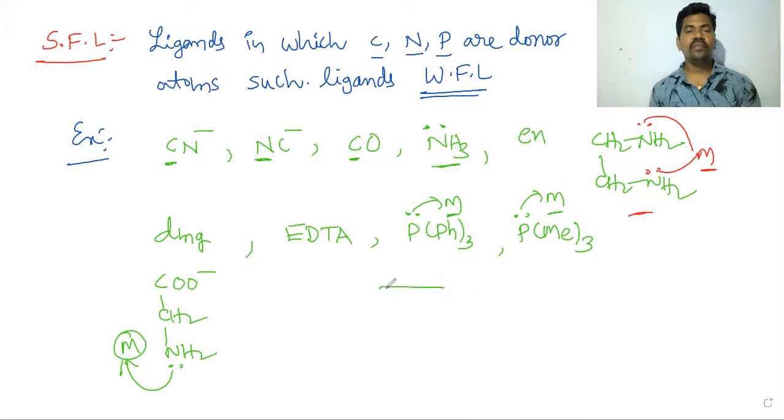So these are all considered strong field ligands, because in these cases carbon, nitrogen, and phosphorus are the donor atoms, and in the case of weak field ligands, oxygen, halogens, and sulfur are the donor atoms. So that trick you have to keep in mind. This is a very excellent and important trick for coordination compounds to find out strong field ligands and weak field ligands. Thank you.